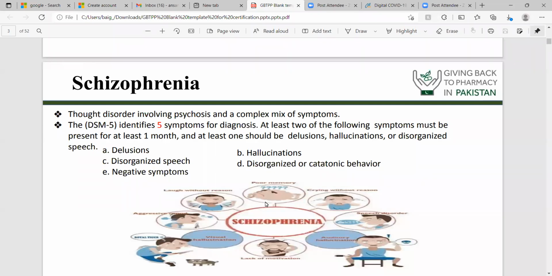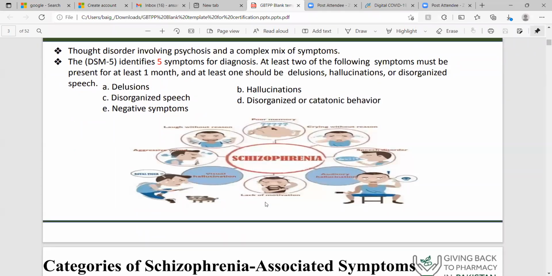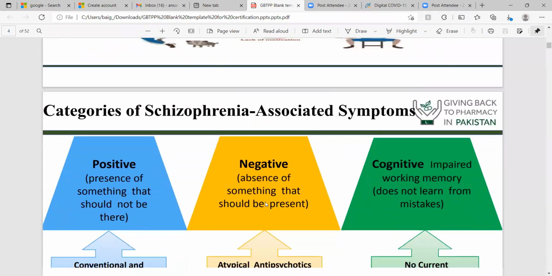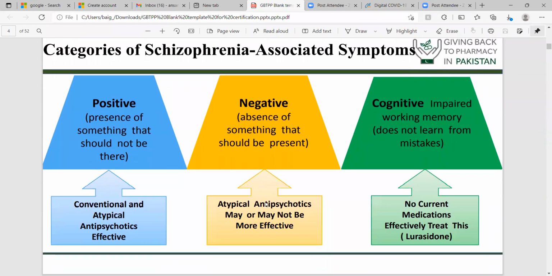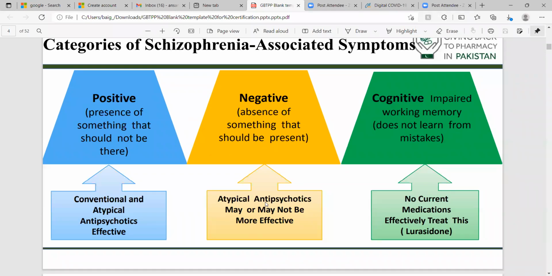In order to diagnose this disease, the DSM-5 identifies 5 symptoms, of which at least 2 have to be present for 1 month. Those symptoms are delusion, disorganized speech, negative symptoms, hallucination, and disorganized or catatonic behavior. These symptoms are categorized into 3: positive, negative, and cognitive impairment.